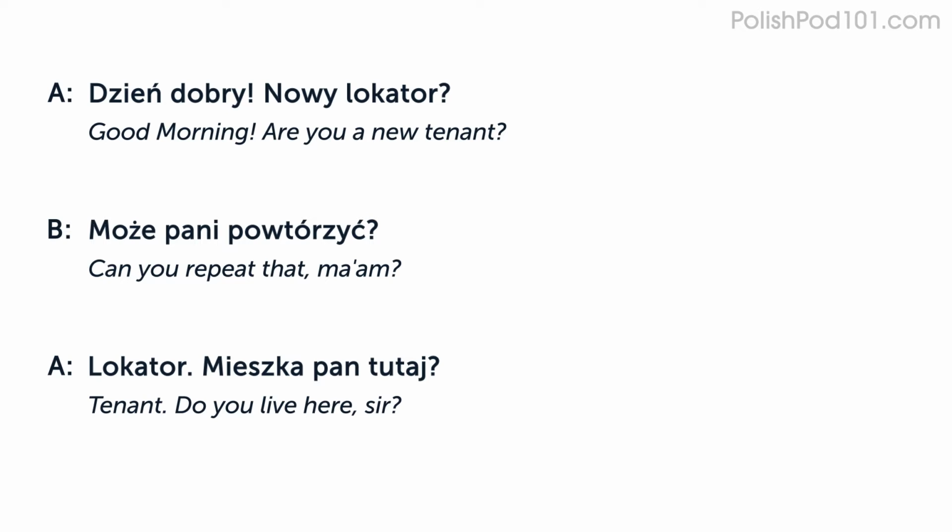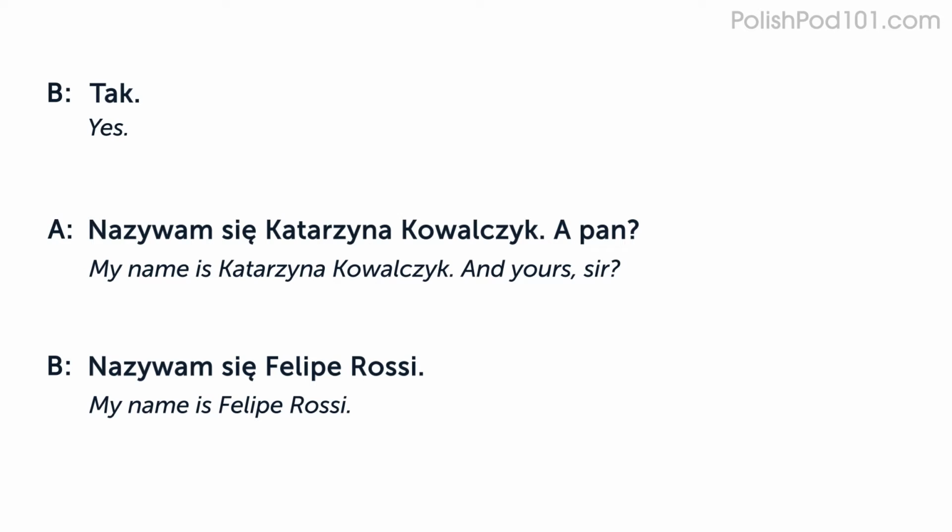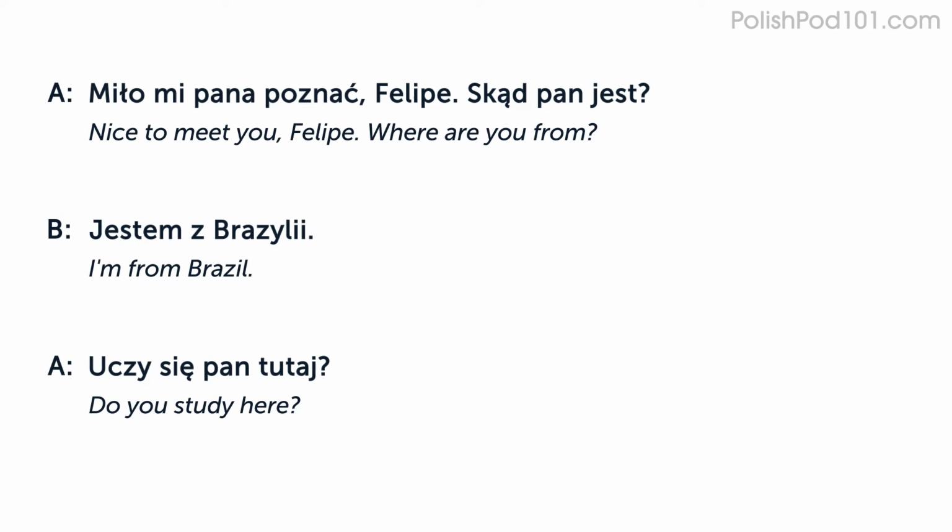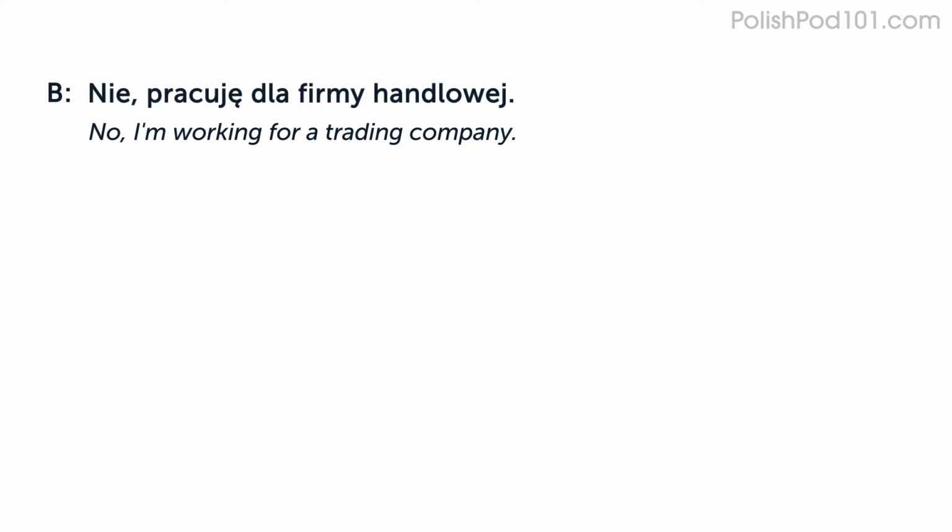Dzień dobry. Nowy lokator? Może pani powtórzyć? Lokator. Mieszka pan tutaj? Tak, nazywam się Katarzyna Kowalczyk. A pan? Nazywam się Felipe Rossi. Miło mi pana poznać, Felipe. Skąd pan jest? Jestem z Brazylii. Uczy się pan tutaj? Nie, pracuję dla firmy handlowej.